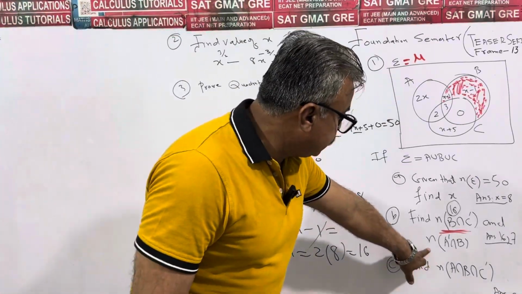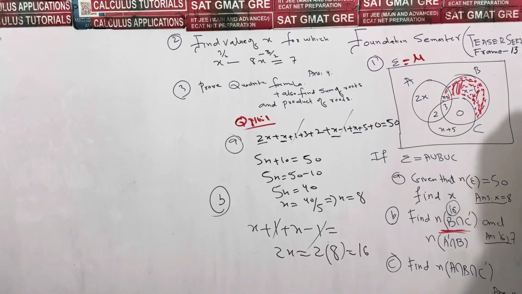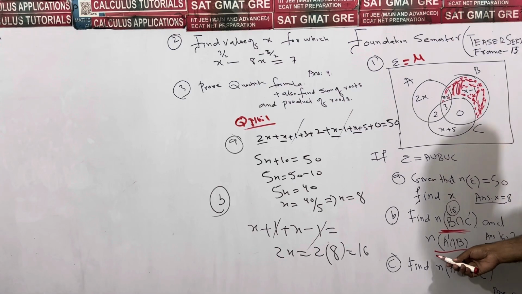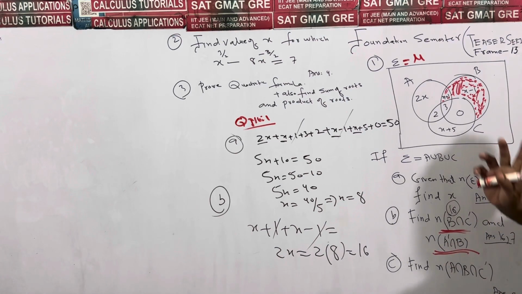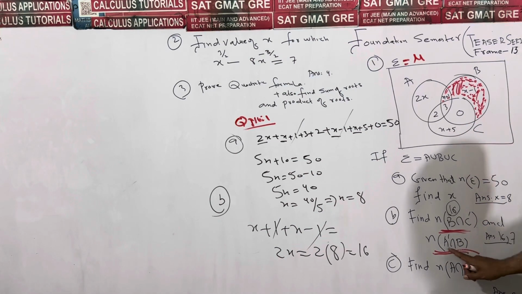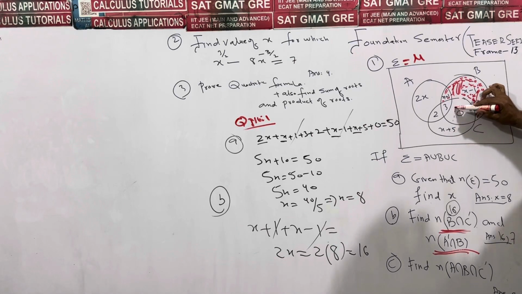Here we are also given A complement intersection B. We have to restore B but not A. We have to take B.